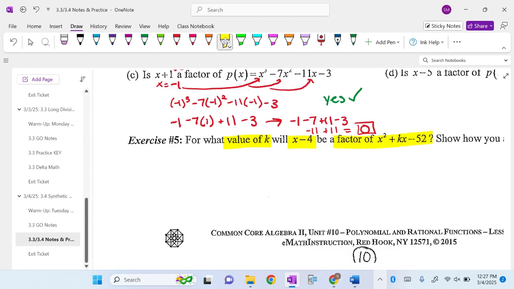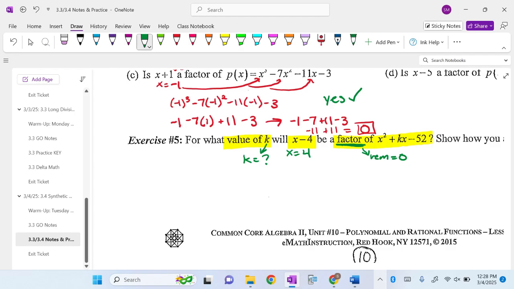Because we know that if we're given x minus 4, we're plugging in what for x? x equals 4. Now, they want to know the value of k, so that's what we're finding. k has to equal something so that x minus 4 is a factor. So if I plug in x equals 4 into my function, what do I want it to equal? If I want it to be a factor, what does it have to equal? 0. So guess what? If we want a factor, that means the remainder is equal to 0.